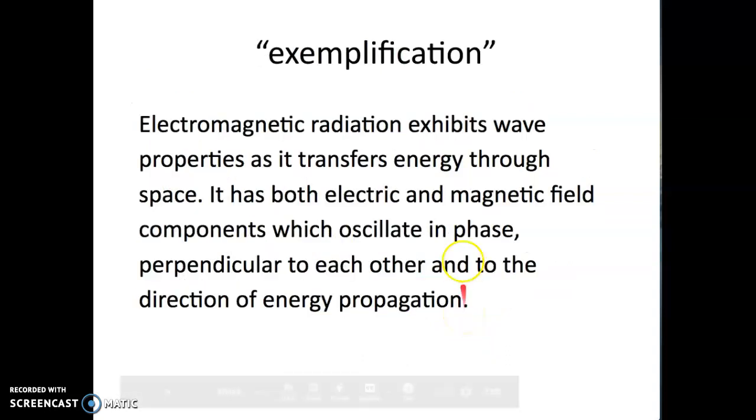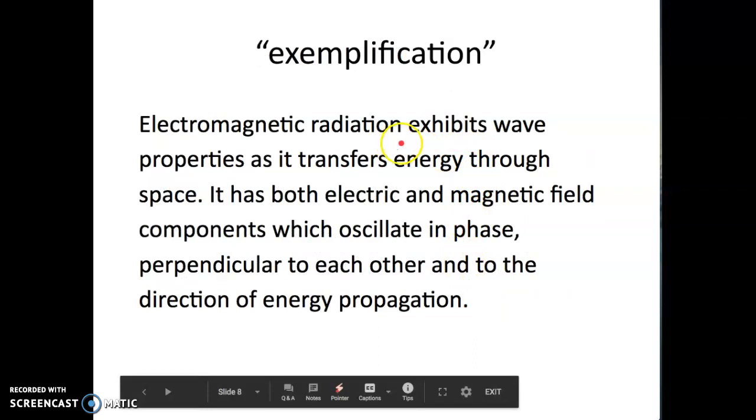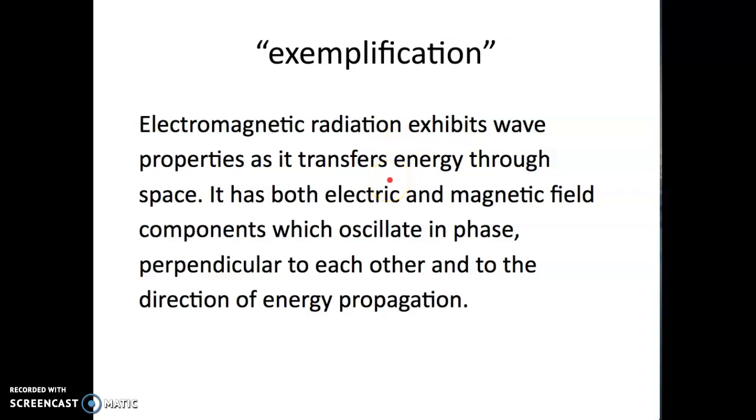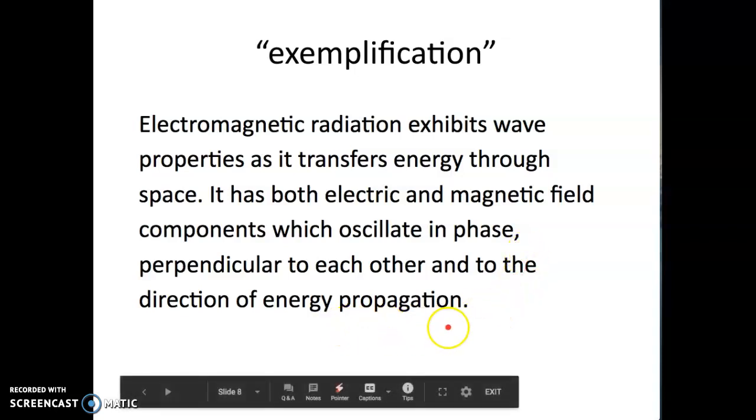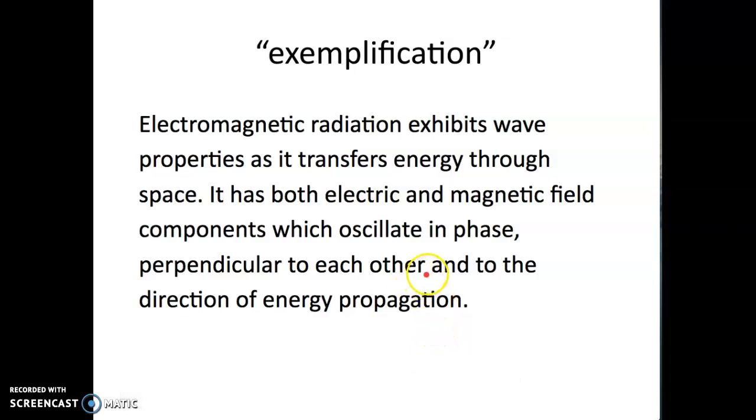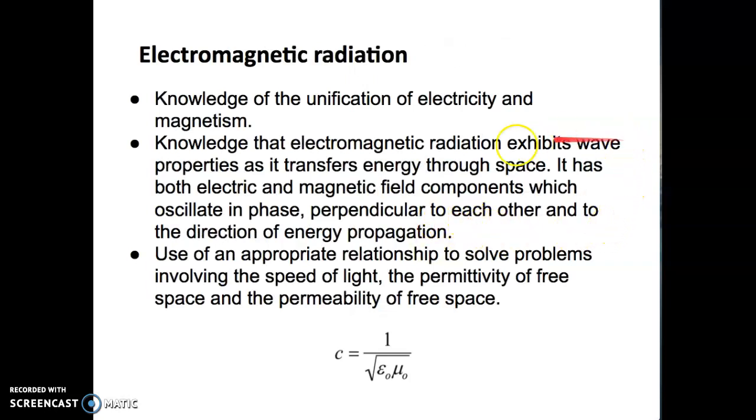Key terms here. Electromagnetic radiation exhibits wave properties, so it is a wave, or it has wave properties as well as particle properties at some points, and transfers energy through space. It has both electric and magnetic field components, and they oscillate in phase, so they're both doing the same thing at the same time, and they're perpendicular to each other and to the direction of propagation of the energy. So really importantly, use these keywords in the right way, because that's what SQA are actually putting into their outcomes.